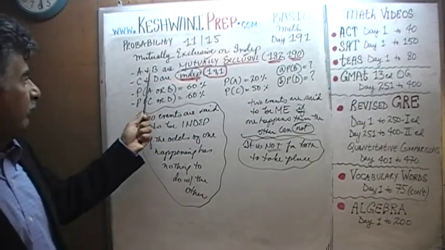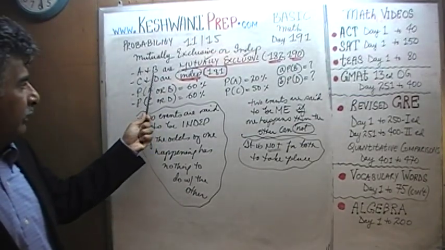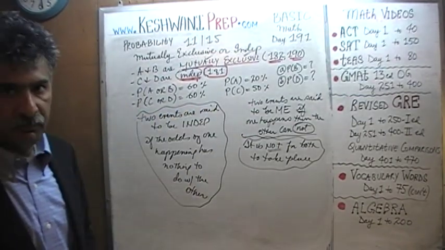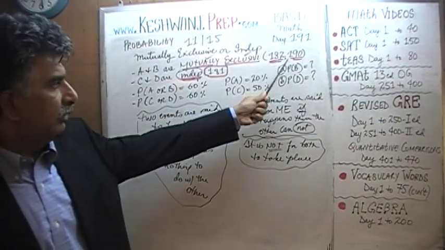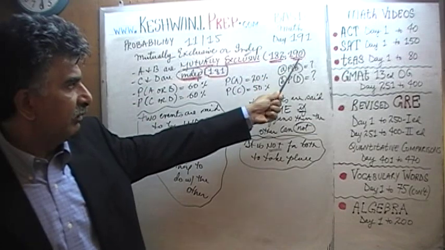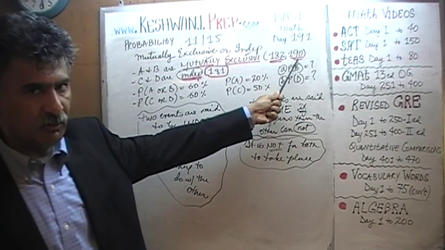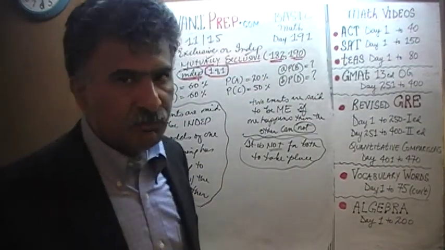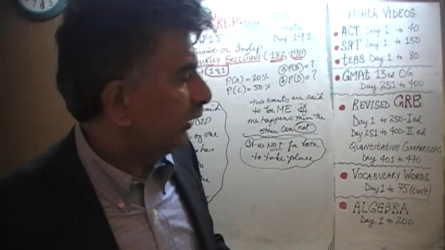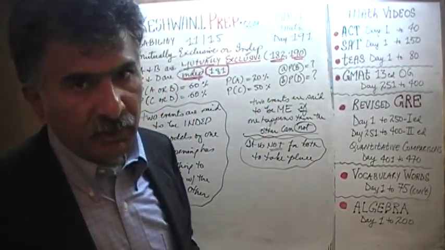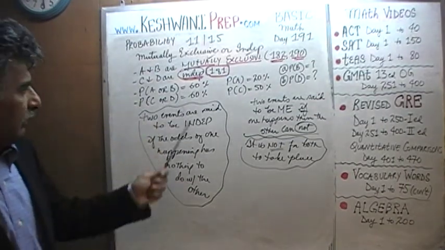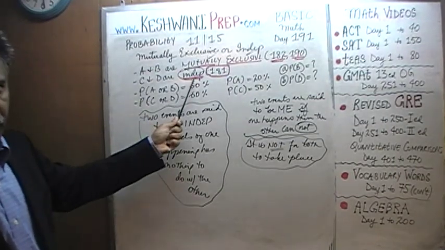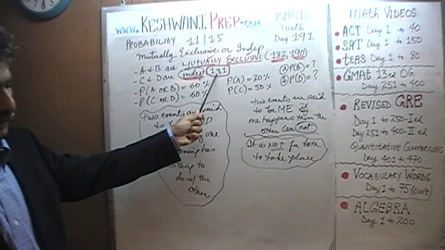We are told that we have events A and B which are mutually exclusive. The notion of mutually exclusive is something that we learned on day number 182 and day 190 yesterday. What does it mean when we say that two events are mutually exclusive? If you're not clear on it, make sure you watch those two videos, 182 and 190. Then we are further told that events C and D are independent, something that we learned on day number 181.